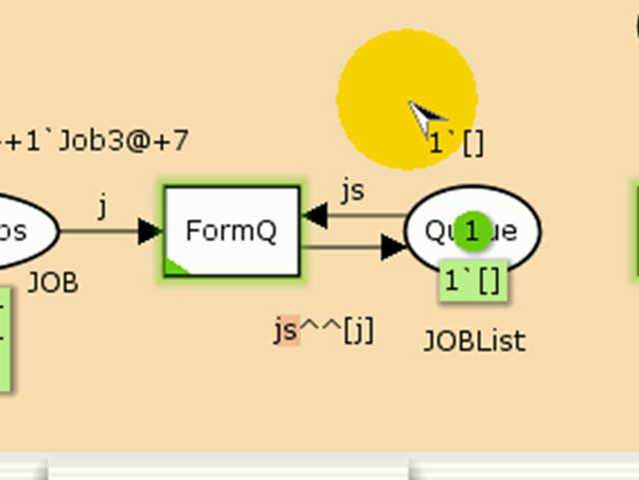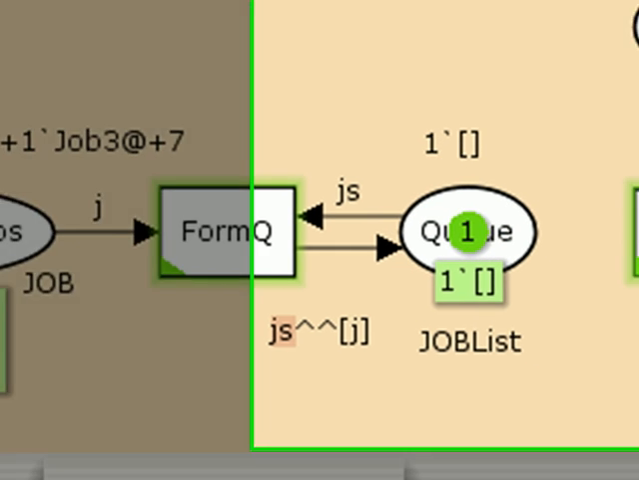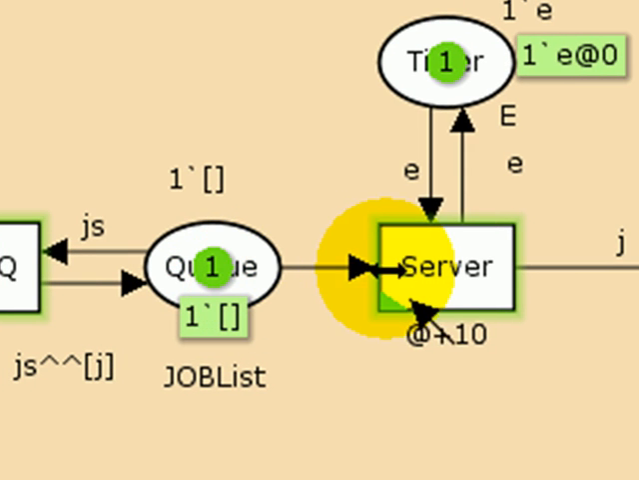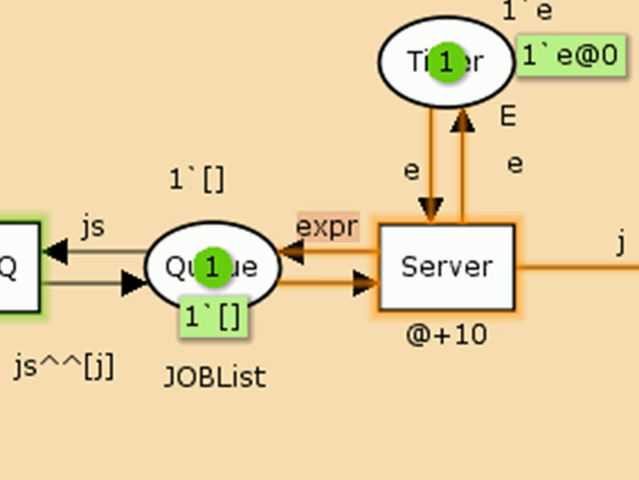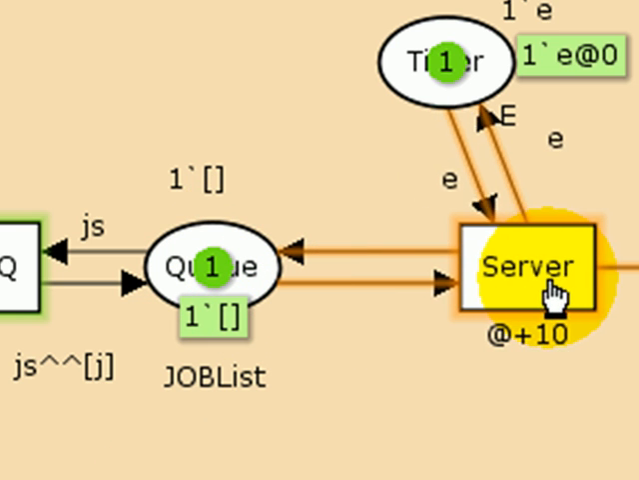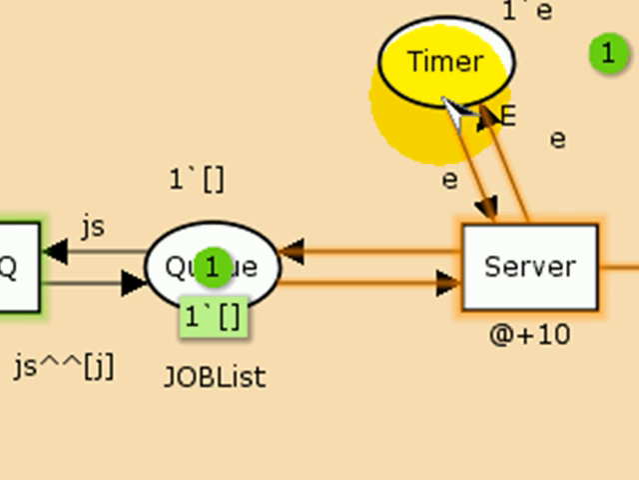Okay, what happens at the server end? Again, we'll have inputs and outputs, both to this place from server. When this queue place, let me create some space here.